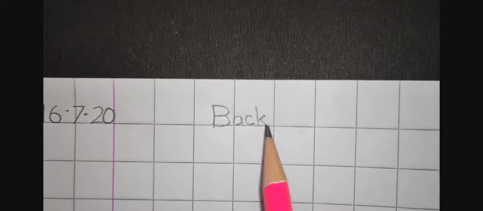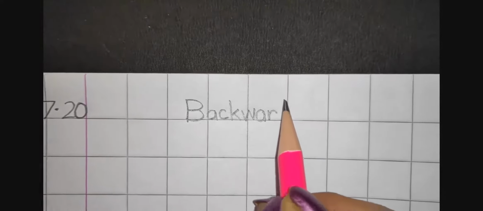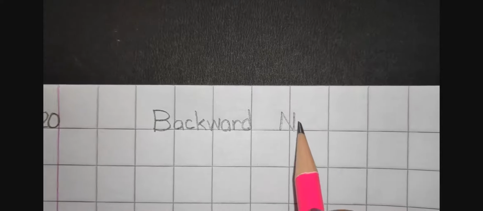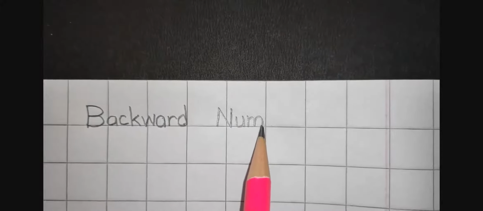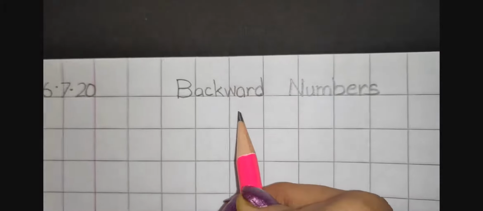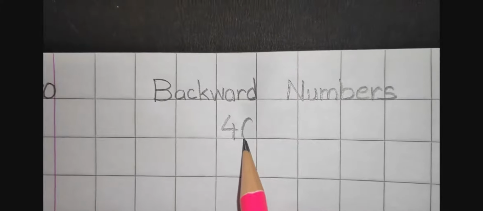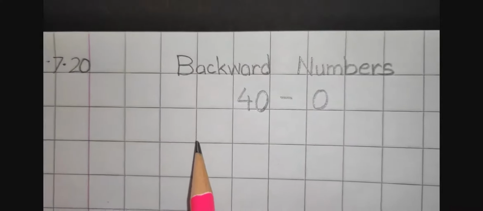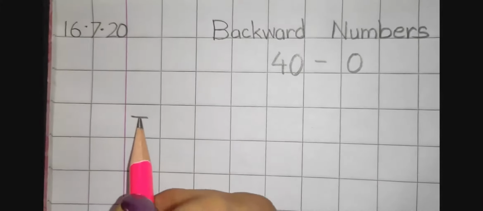B, A, C, K, W, A, R, D. Backward. Now we have to leave 1 finger space and write capital N, U, M, B, E, R, S, backward numbers. And here we have to write 40 dash 0. Now we have to leave one line and write TO 4 times.